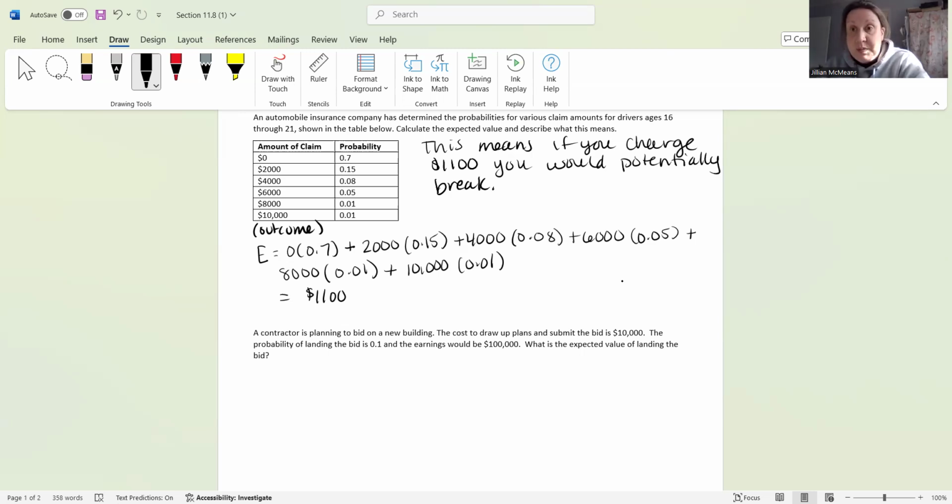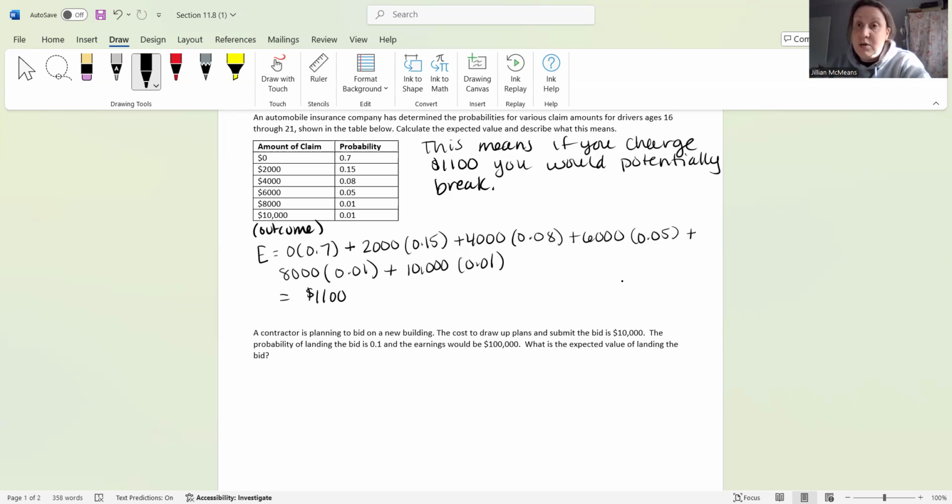It doesn't mean that with this particular policy, you're going to have exactly 70%, but it does seem very likely because, again, they pay people to look at data for years and years. Okay. Now, on average, if you have these payouts with these probabilities, you could expect to pay out $1,100.